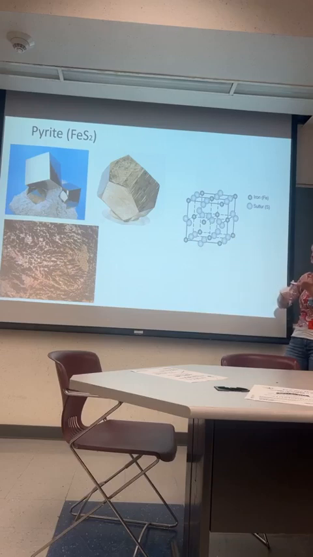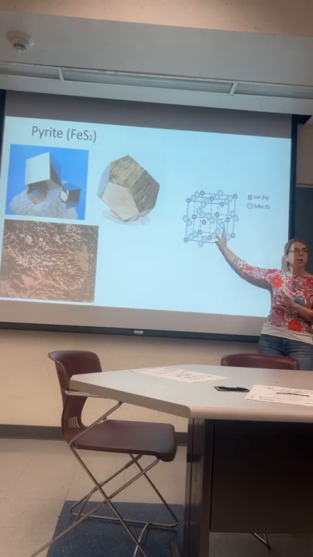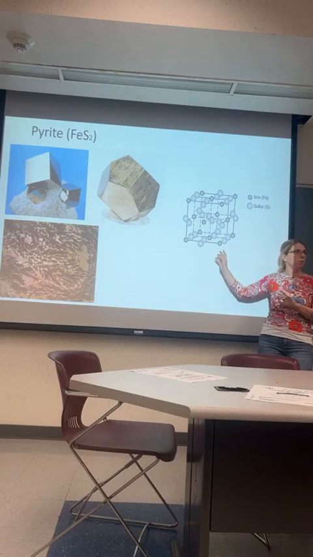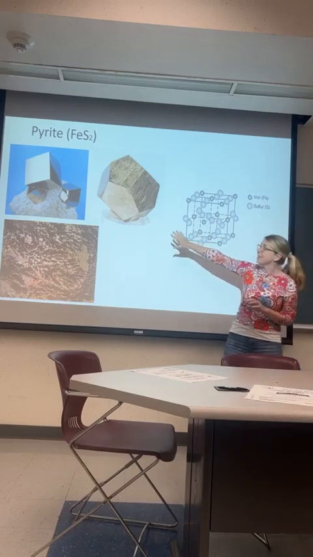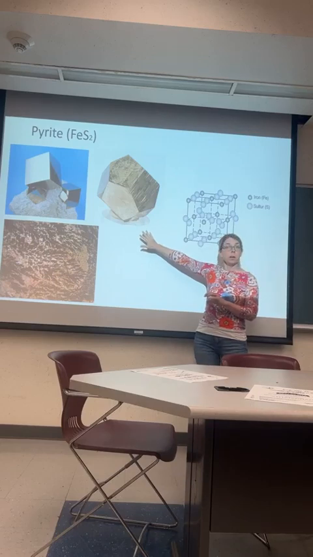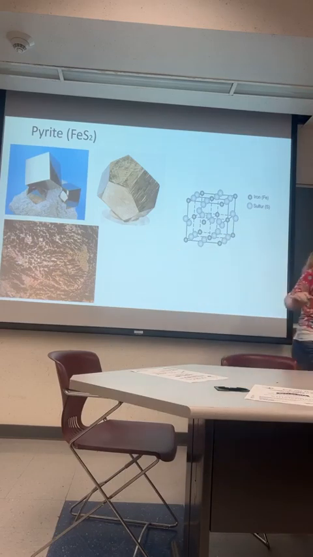So how do you create a cube, an octahedron, a pyritohedron, these other forms out of the same building blocks? Because you're not changing the iron, you're not changing the sulfur, you're not changing this basic building block, but what we see is quite variable. It's different.